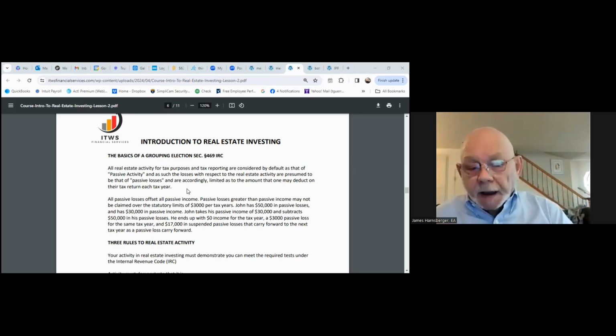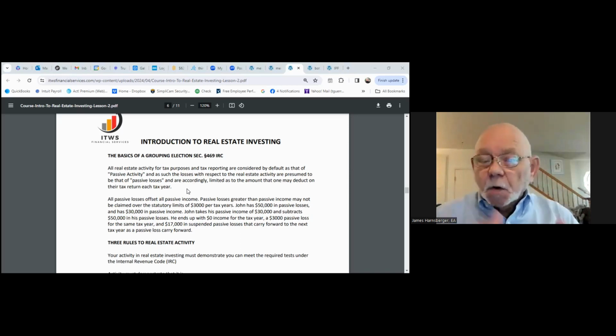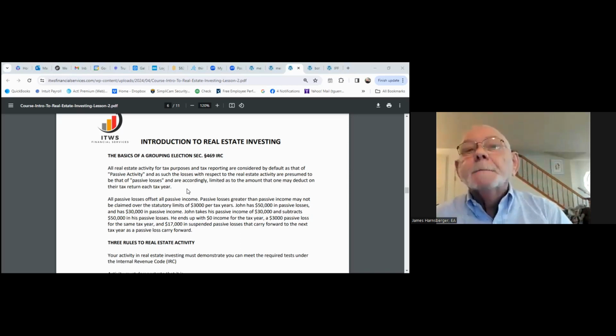All real estate activity for tax purposes and reporting by default is passive unless, and except if, you've made certain elections or exceptions to the rule based on how your activity is conducted. And we're going to get a little bit into the weeds on that today. Passive losses offset passive income. They don't offset ordinary income. Passive losses that are greater than the amount of passive income may not be claimed over the statutory limit of $3,000 per year.